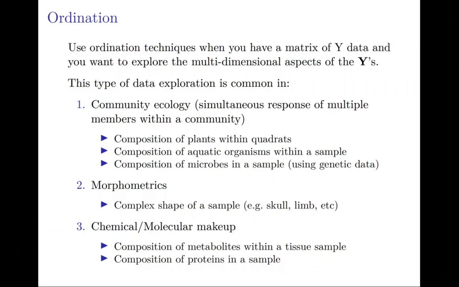Another big field that uses this type of ordination is morphometrics. And so in this field, you are examining complex shapes of a sample, so your skull shape, your limb shape, bone structure, etc. So you're looking at shapes of things. And then it's also common in chemical or molecular makeup studies. So if you want to look at the composition of metabolites within a tissue sample, or a soil sample, or a composition of proteins in a sample, anything where you have multiple Ys that are making up a community of ones in one sample, this is a great technique for.